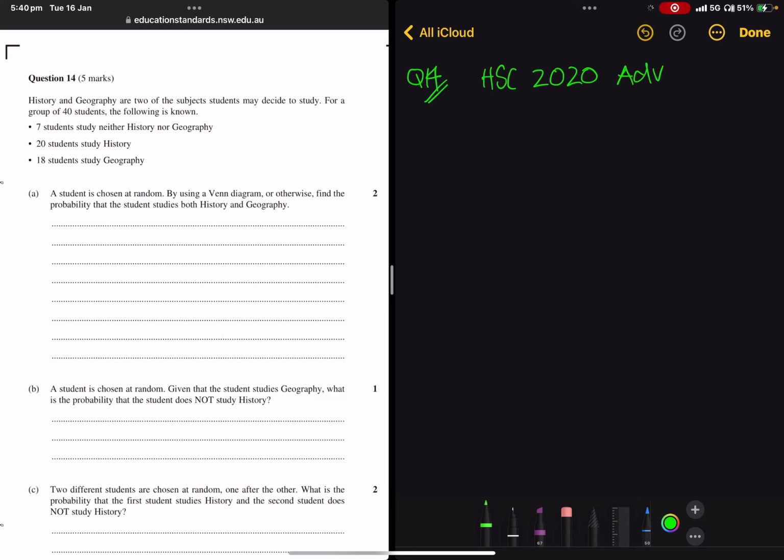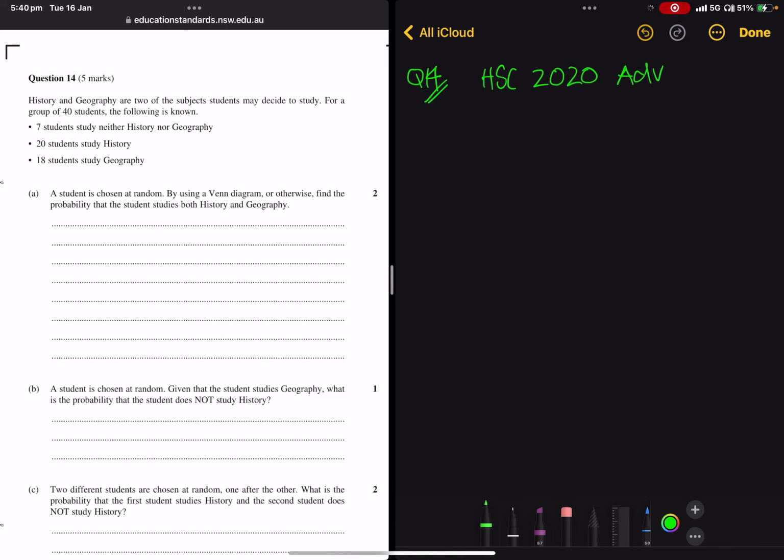It's early in the paper, but 5 marks is a fairly big question, but it's a pretty basic 5 marks. Right? These questions are really good questions to get right because you're getting a lot of marks for relatively little effort. So we're told history and geography are 2 of the subjects students may decide to study.